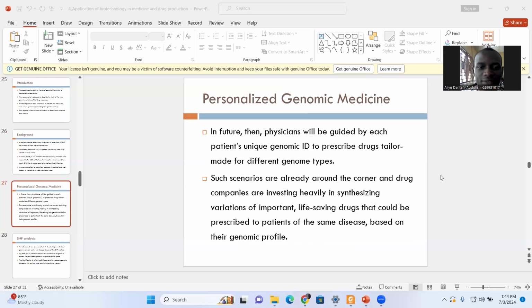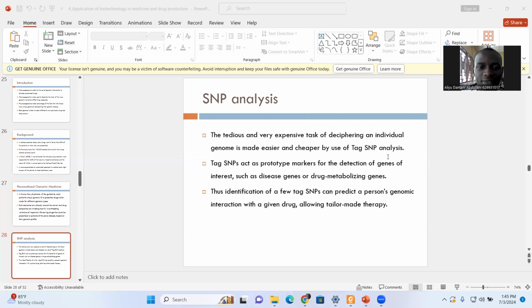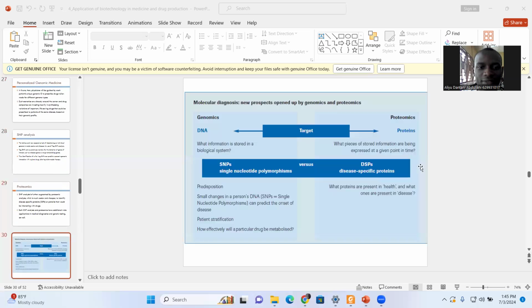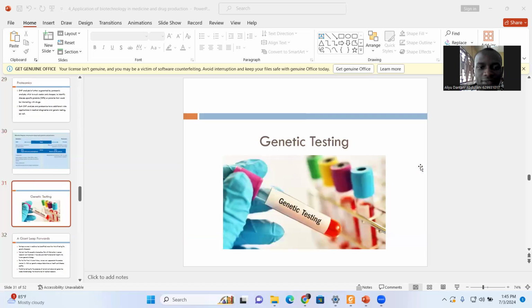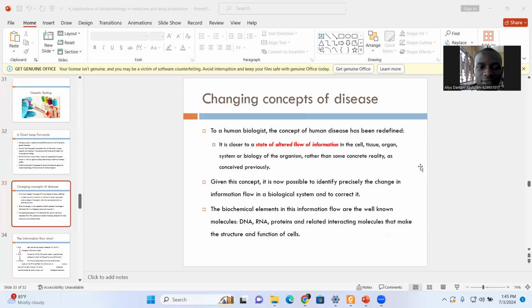What I just finished saying: in the future, physicians will be guided by each patient's unique genomic ID to prescribe drugs tailor-made for different genome types, right? We have a long way to go before this could be achieved, but we're moving in that direction. And SNP is single nucleotide polymorphism. You should know the difference between a mutation and a polymorphism, right? Proteomics, genomics, and so on. You have to take your time and read this slide.